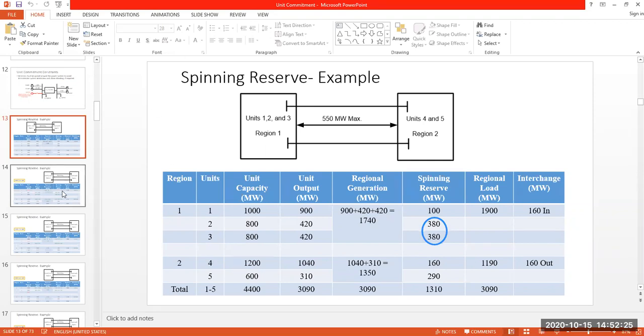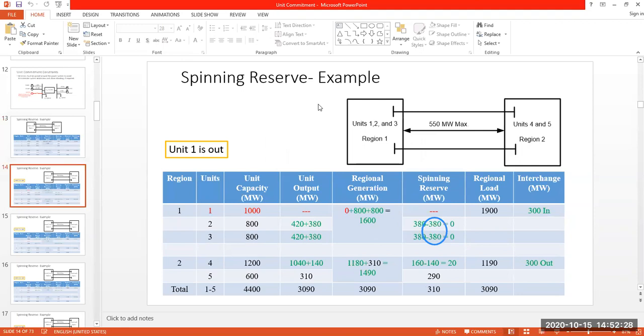So let's see. You see what I have said, actually we have done it here. So these first two are taking whatever spinning reserves were available. So you see it is updated now. Previously I had only 420 here. I'm taking up all the available reserves. You see now no spinning reserves. It is 380. I have taken 380 out of 380. Again, the next unit 380, I have already taken 380 out of it. So spinning reserve for these two units is 0.